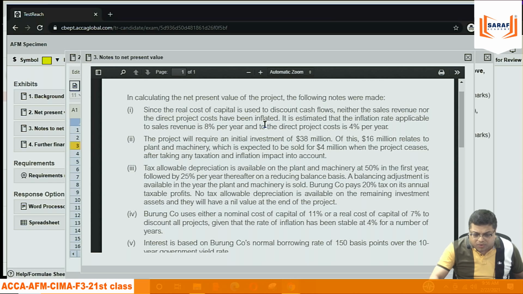Relating to inflation, when the inflation rate is different on sales and money cost, then we have to calculate nominal cash flow only, because how will we adjust the inflation from a particular discount rate? At the same time, whenever taxes are there, the tax you will pay to the government is on a nominal figure. The government will not be taking tax on the real cash flow. So whenever tax is there, we are bound to calculate cash flows on a nominal basis.